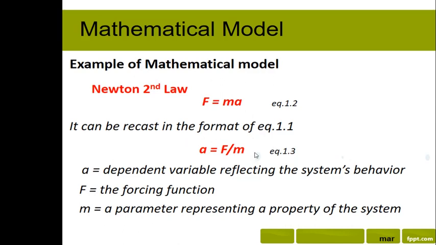Acceleration is equal to force divided by its mass. So, the acceleration is the dependent variable reflecting the system's behavior. So, it is dependent on the mass. F is the forcing function. And M is the parameter representing a property of the system. So, for this example, there is no independent variable. Why? Because we are not predicting yet how acceleration varies in time or space.